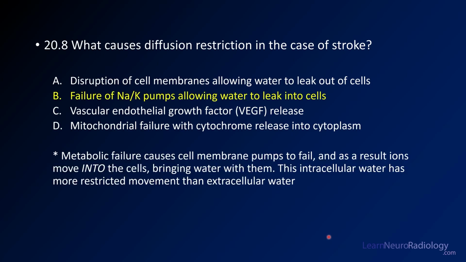All right, so the cause of diffusion abnormality in strokes is that metabolic failure causes the cell membrane pumps to fail. They're not getting adequate ATP to pump ions and maintain the normal ionization. When this happens, ions collect within the cells and bring water with them. The intracellular water goes up and the extracellular water goes down. Intracellular water is more restricted because of the cell membranes. So you're going to see less water movement, and that gives you brighter signal on your DWI and low signal, or low values, on your ADC.